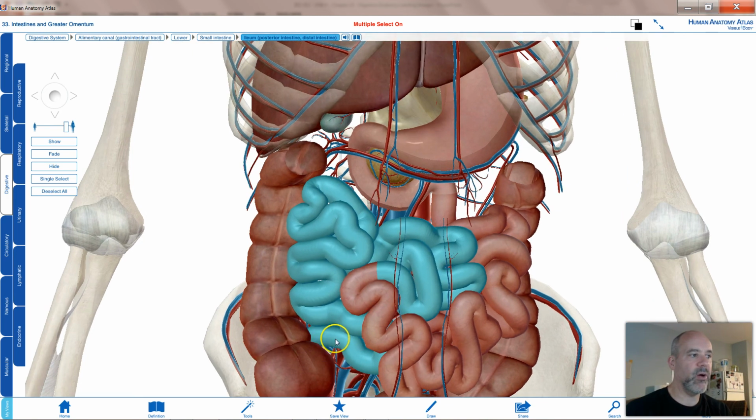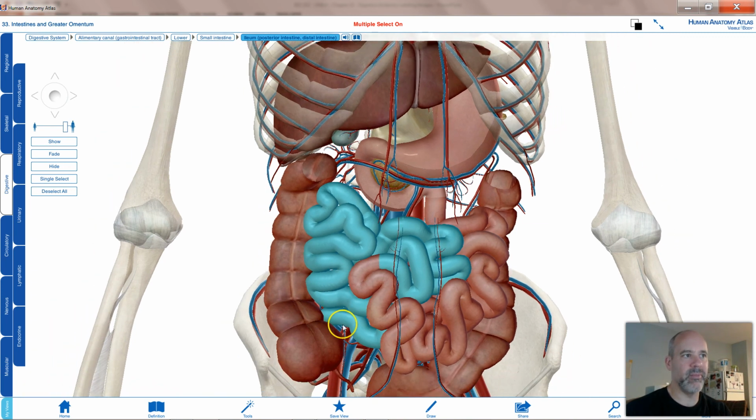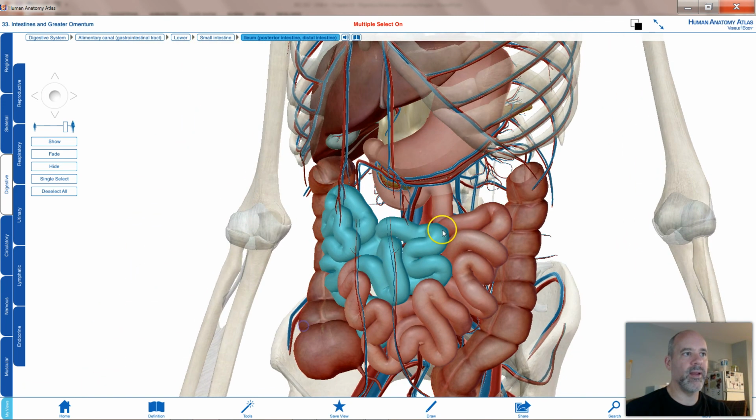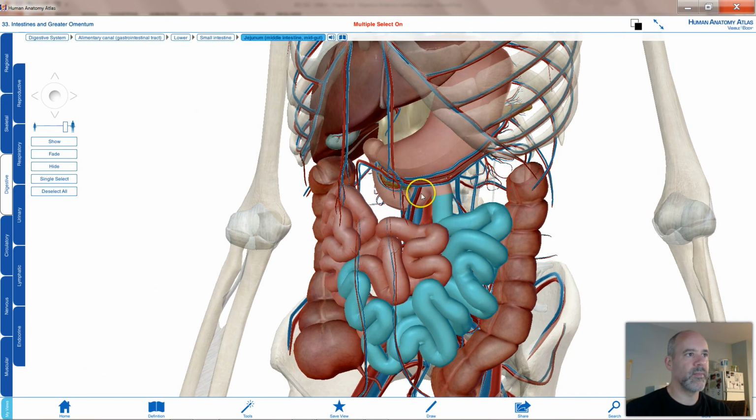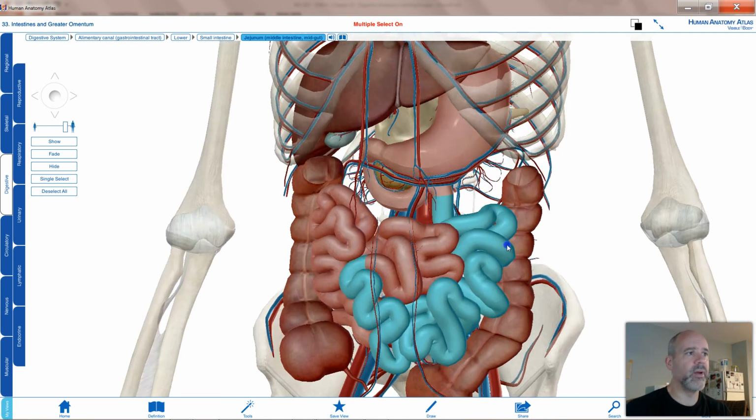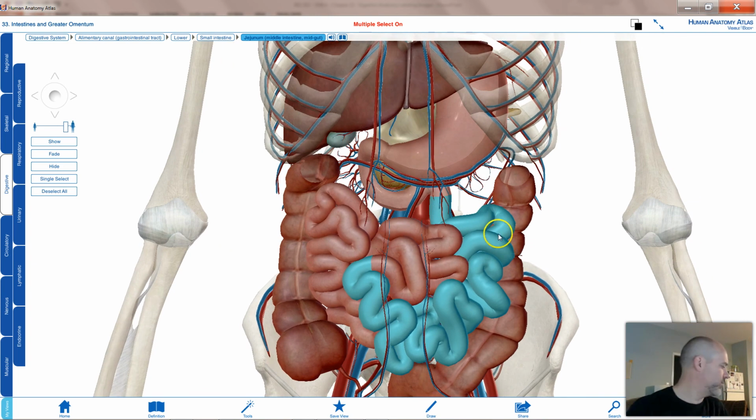So if you got an arrow pointing to a portion of the small intestine that's obviously connecting into the large intestine, then you know that is part of the ileum right there. Or if you've got an arrow up here that's pointing to this part of the small intestine, and I may tell you this is part of the second section of the small intestine, then you know that's jejunum rather than ileum.